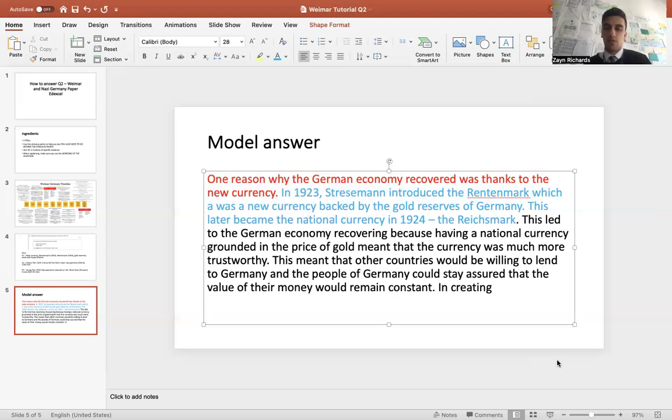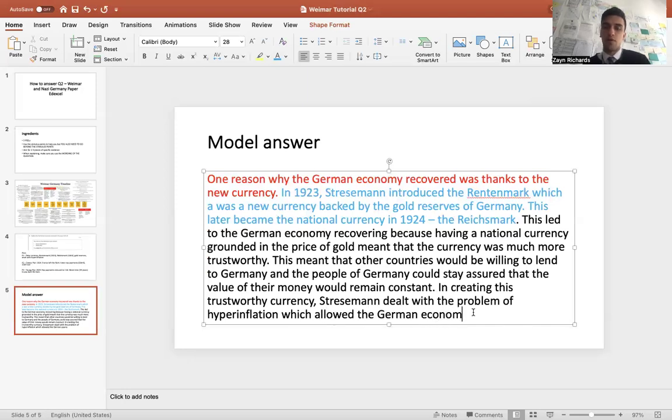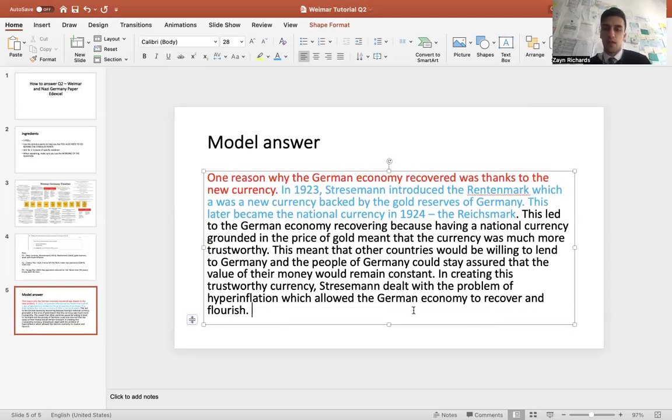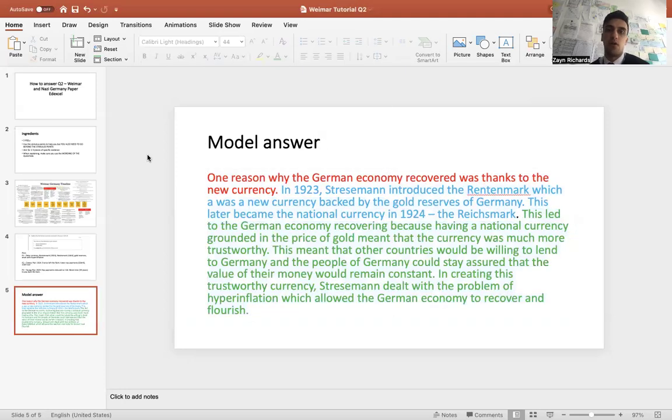In creating this currency, I'm going to talk about hyperinflation. Creating this trustworthy currency, Stresemann dealt with the problem of hyperinflation, which allowed the German economy to recover and flourish. Something like that. Look at the explanation, guys. Look how detailed that is. If I did three of those, then I'd be looking at the top band there.